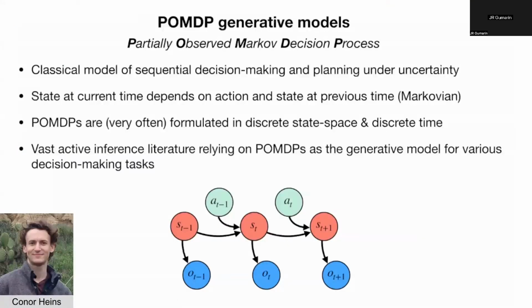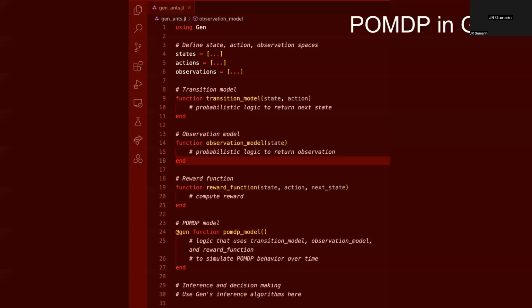The kind of generative program that I'm trying to write is known as a POMDP. Probably many of you are familiar with that structure. This is what my code looks like as an outline. Sorry, it's very dark, but it's the outline of a POMDP in Gen.